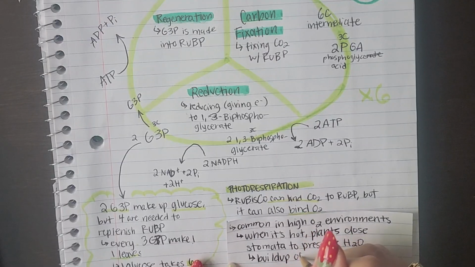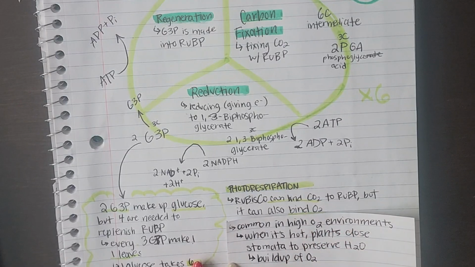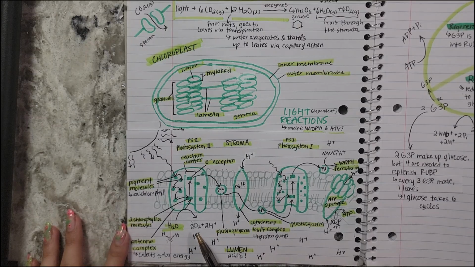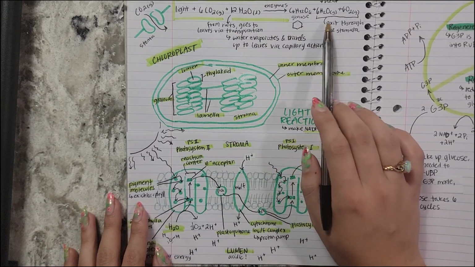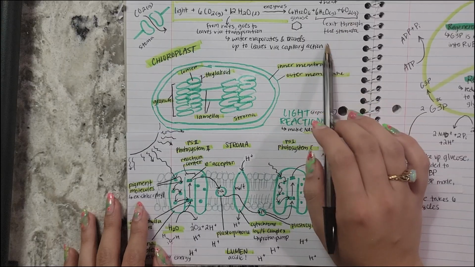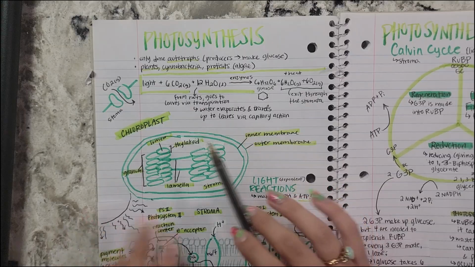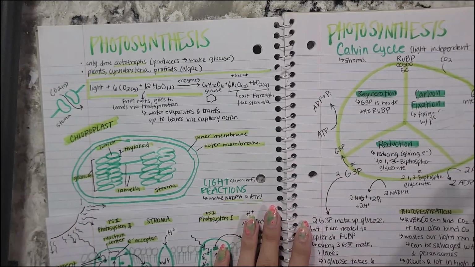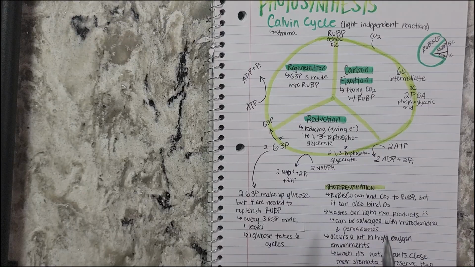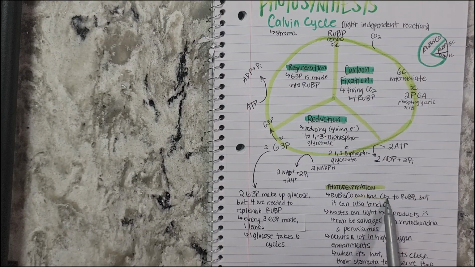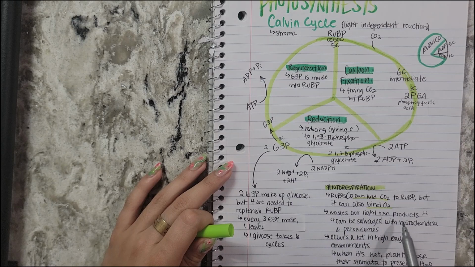If you can remember from our light reactions, we are making oxygen gas. That is a product of photosynthesis, and it usually exits through the stomata. So if the stomata are closed, then it's going to build up and we're going to see a lot of photorespiration occurring. So Rubisco can bind CO2 to RuBP, but it can also bind O2, and this wastes our light reaction products. That's very sad.